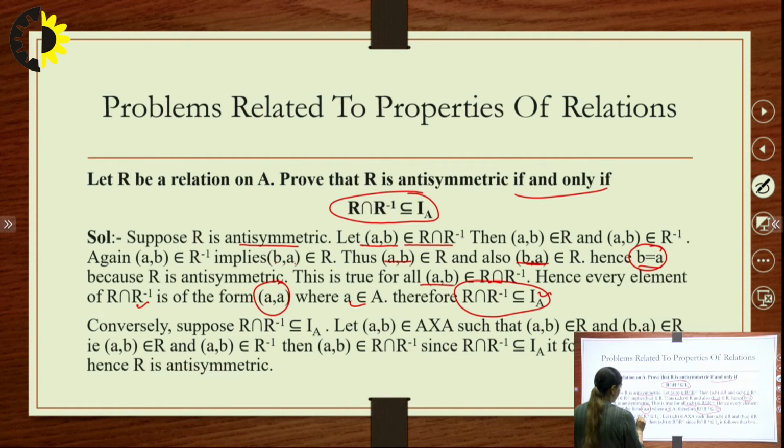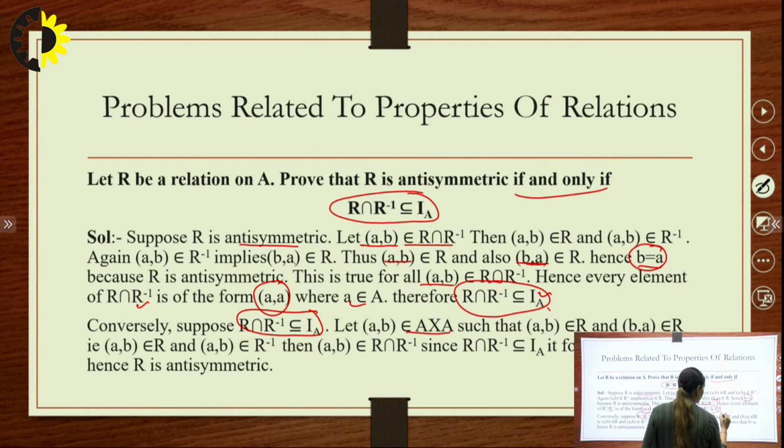Conversely, suppose R intersection R inverse is a subset of the identity relation I. Now let (a, b) belong to A cross A, the Cartesian product, such that (a, b) belongs to R and (b, a) also belongs to R. When we take a Cartesian product, each and every relation is a part of it. So (a, b) is also part of R, and (b, a) is also part of R. So (a, b) belongs to R and (a, b) belongs to R inverse, then this means (a, b) is present in the intersection of both.